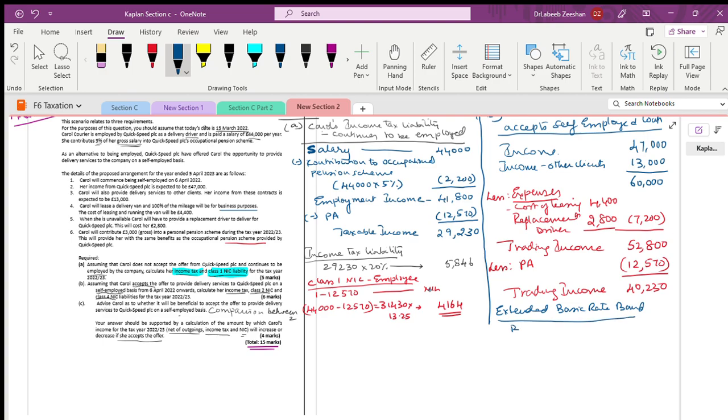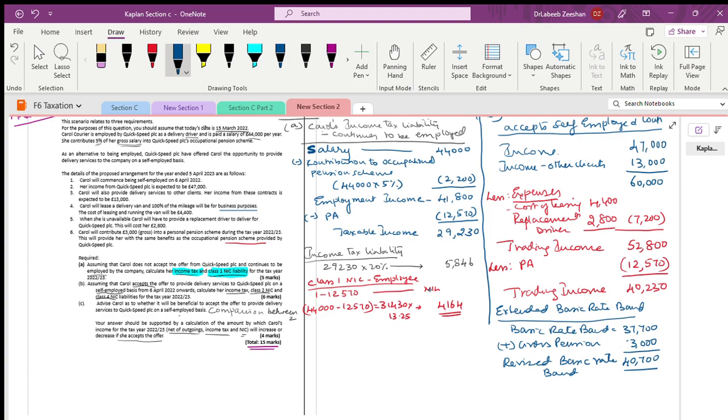What is the basic rate band? The basic rate band is 37,700. How much is the gross pension contribution? 3,000. It comes to 40,700. This is the revised basic rate band. It means she is eligible for 40,700.